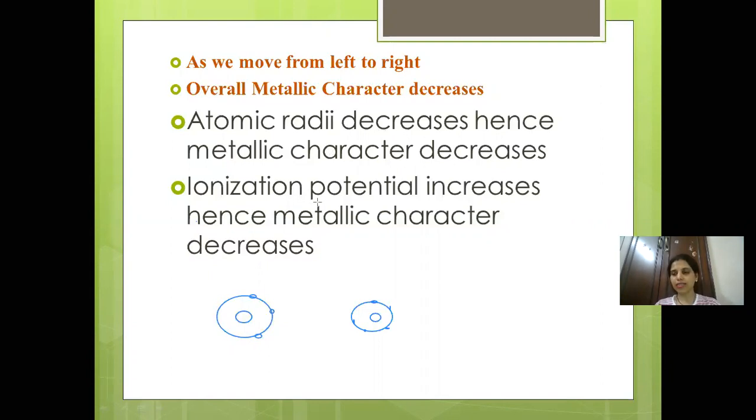What happens to the IP when you're moving from left to right? IP increases. The reason is, as the nuclear pull is more, to remove that electron from the shell, more energy is utilized. To pull this electron from here, it requires more energy. So as more energy is required, IP is increasing. And as IP is increasing, again metallic character decreases, as it is inversely proportional. So you will see that when moving from left to right, the metallic character decreases.